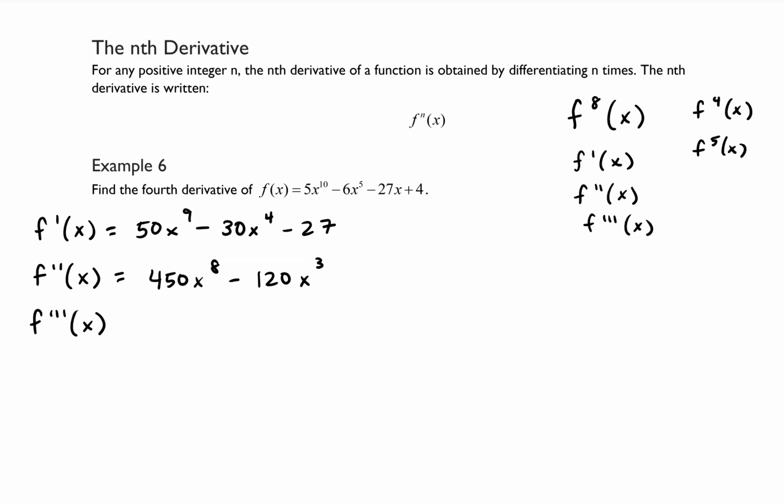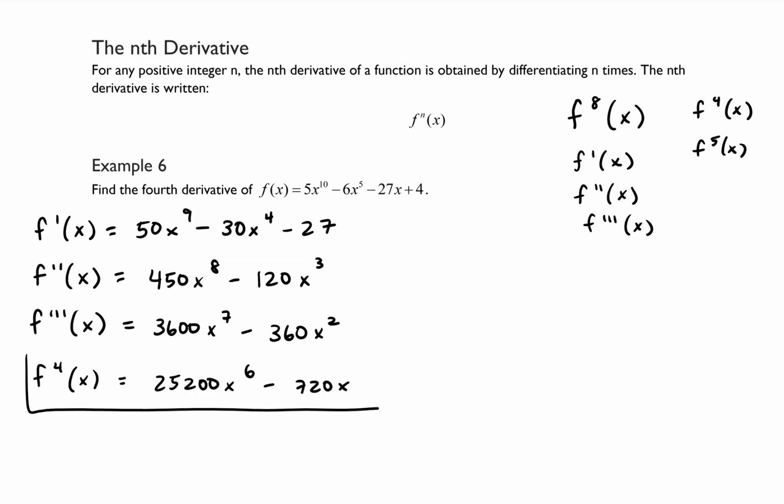So then our third derivative is going to be 3600x to the 7th power minus 360x squared. And finally, our fourth derivative will be 25,200x to the 6th power minus 720x. And that is our fourth derivative.